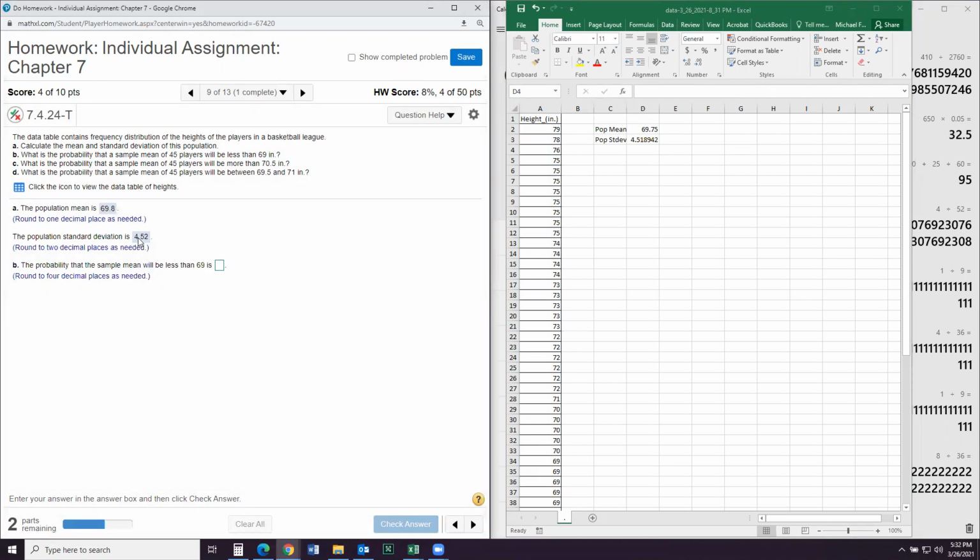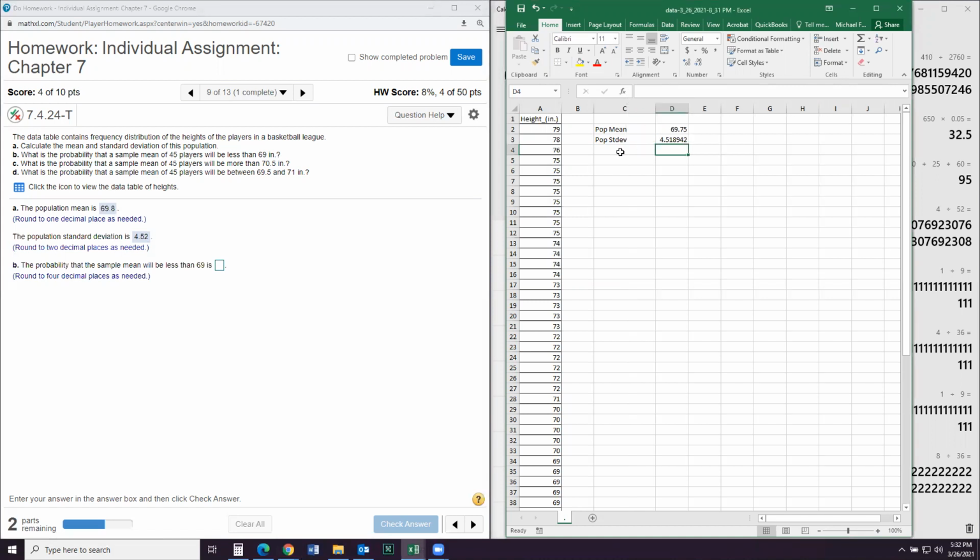So the next thing it wants from us is to find the probability of a sample mean of 45 players. And so we've got a lot of things we have to figure out to find the probability of a certain mean of a certain sample. The first thing we need to know is how many data points are in our population. In this case, it's 60, because there's 60 total players. And then the little n, which is our sample size, and so that's going to be 45 players.